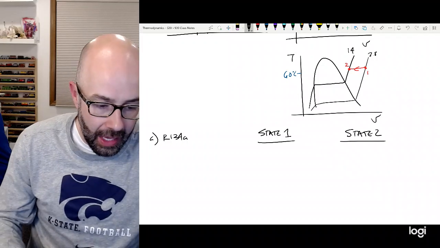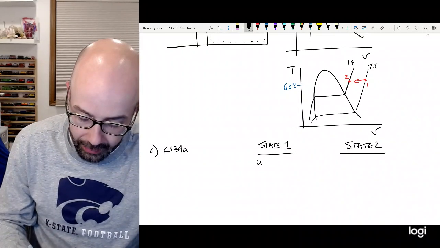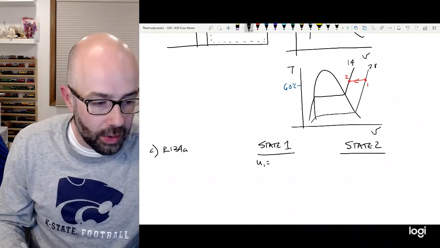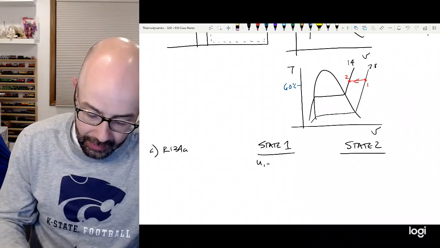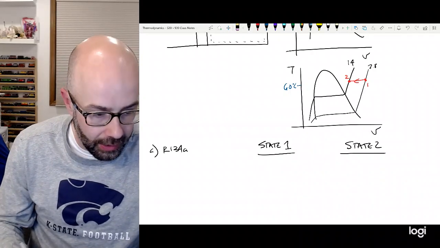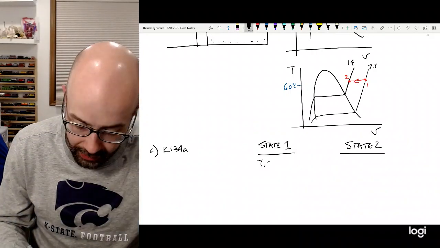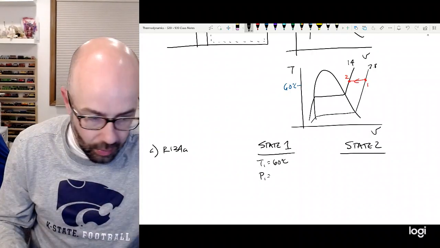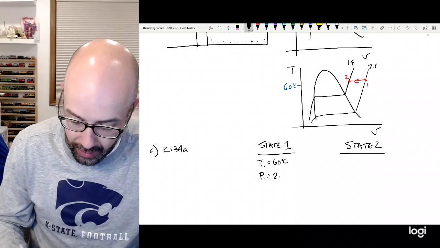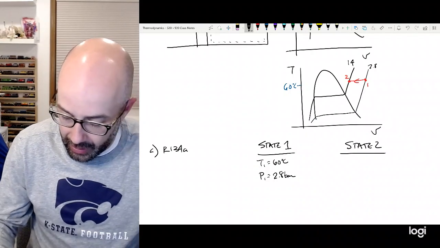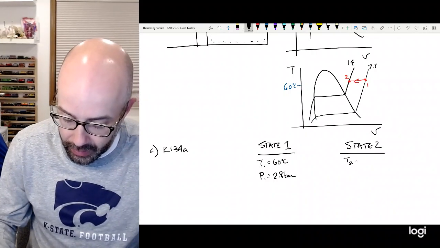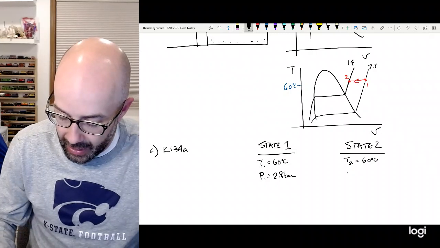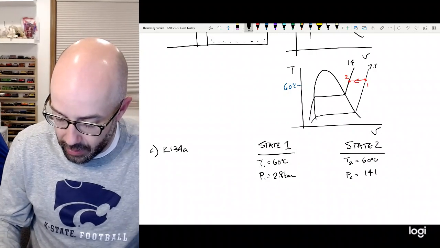Okay, and if we look up the internal energy of 1, let's write out here what our temperature is. Temperature 1 is equal to 60 degrees Celsius, and our pressure at 1 is equal to 2.8 bar. And our state 2 is going to be of temperature 2, which is equal to 60 degrees Celsius, and our pressure 2 is equal to 14 bar.